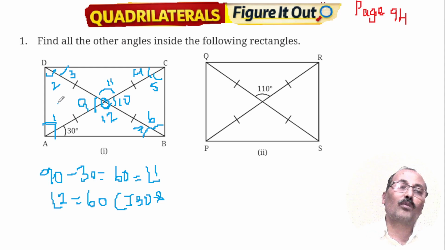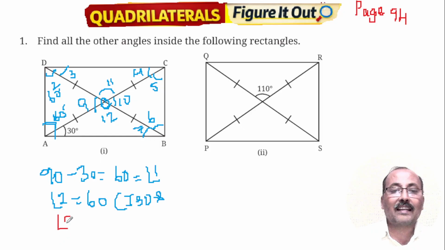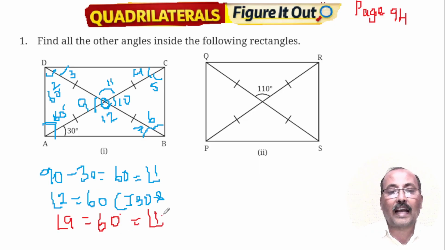But what about this one? Now I will come to this triangle alone. This is 60 degrees, and that is also 60 degrees. Now what about this one? Angle 9 equals 60, by the angle sum property. Then that is angle 10. Angle 10 is also 60, as a vertically opposite angle.